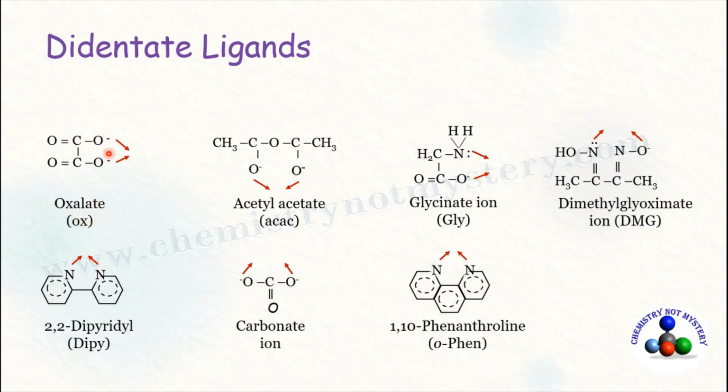In case of oxalate, there are two O-negative ions that donate electron density to the metal. When you examine each of them, you will see there are two donor sites. That's why they are considered bidentate ligands.